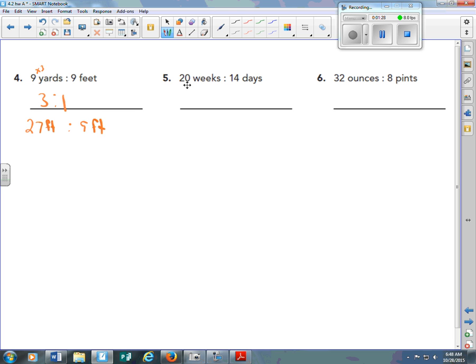If we look at this, 20 weeks is going to be 140 days, because 20 times 7, because there's 7 days in a week, you get 140 to 14. And if you look here, 14 and 140 are very much alike because we can divide them both by 14. So 14 goes into 140 10 times. 14 goes into 14 once.